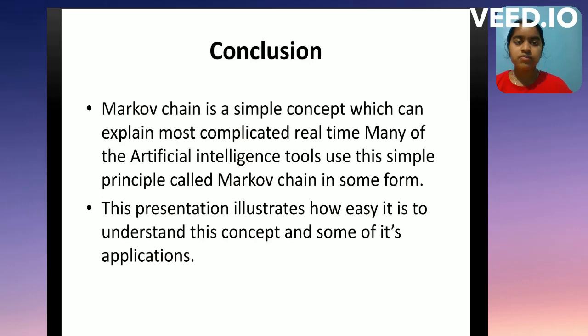Conclusion: Markov chain is a simple concept which can explain most complicated real-time systems. Many of the artificial intelligence tools use this simple principle called Markov chain in some form. This presentation illustrates how easy it is to understand these concepts and some of its applications.